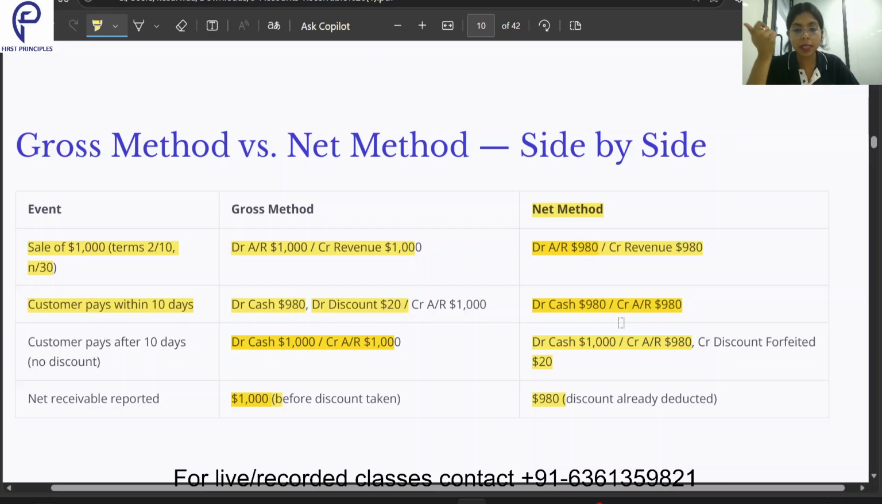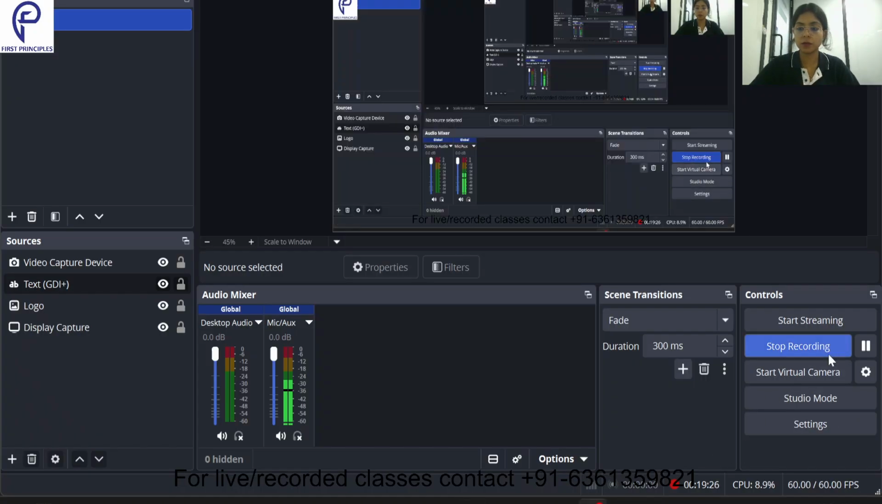So where will the remaining 20, the extra 20 which we are getting from the customer side, be recorded? It will be recorded in the discount forfeited account. And in the net method, how do we report this particular accounts receivable? In the net method, the accounts receivable will be reported as 980 bucks because we are assuming that the discount is already taken.